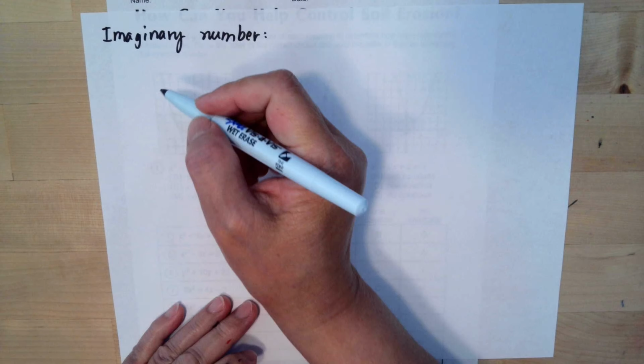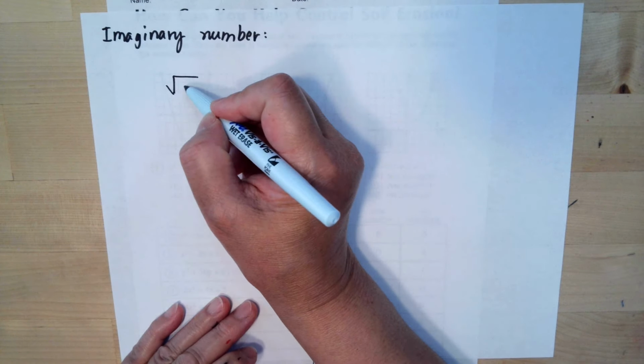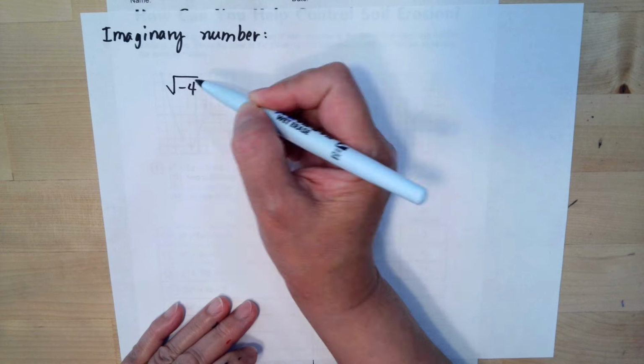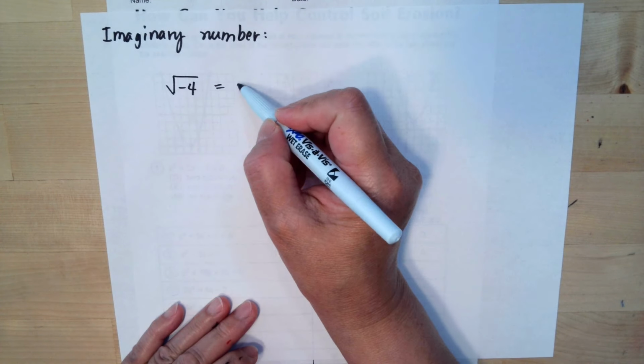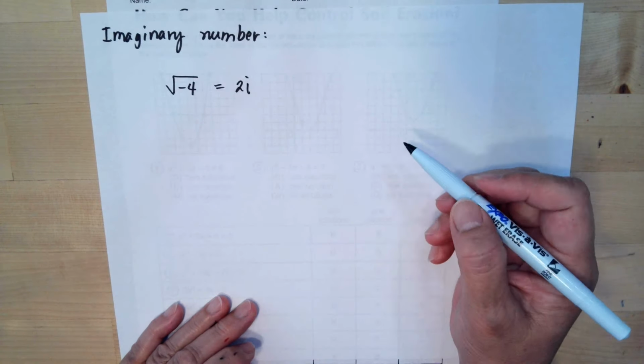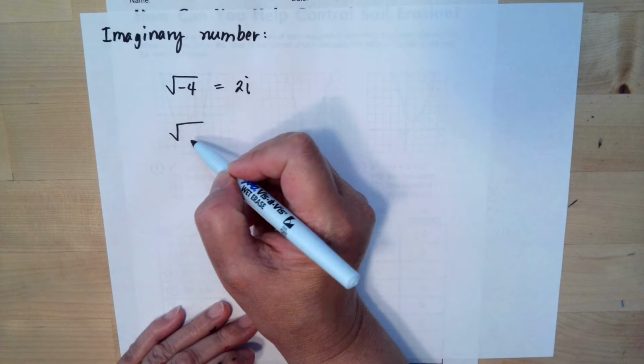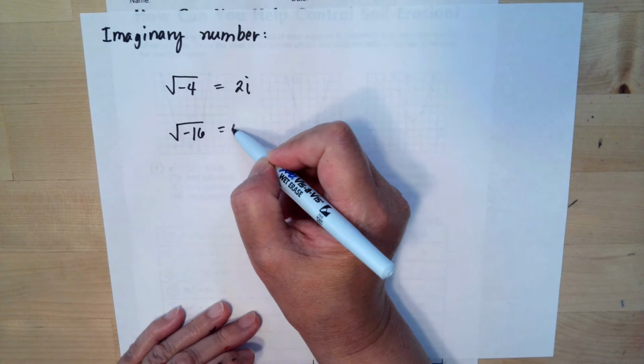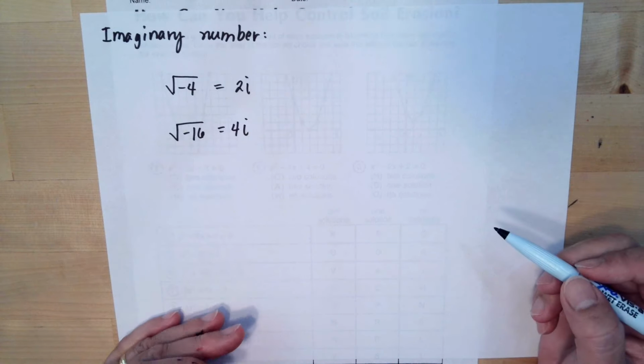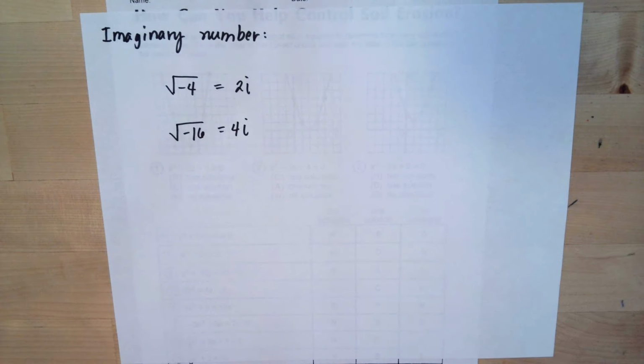So for example, square root of negative 4. This is equal to 2i. I for imaginary. Square root of negative 16. This is 4i. Then you will say, are those existing? Yes, we use them to measure the number of electrons and protons that are flowing in an electric wire, which is really important because this might cause fire in the house.